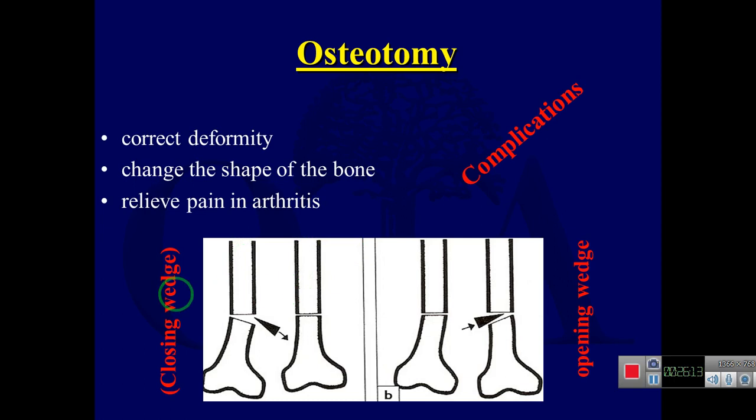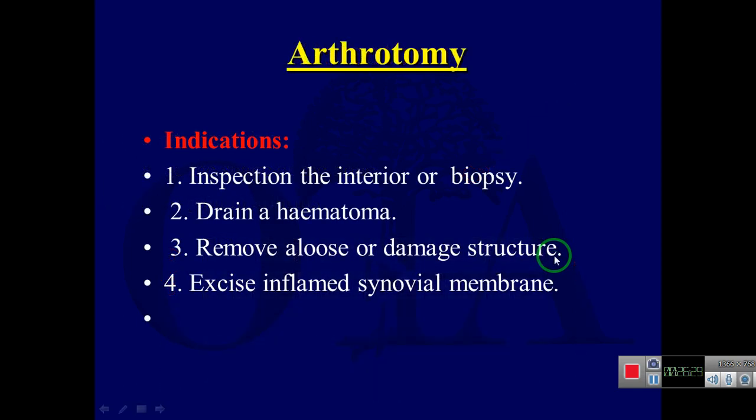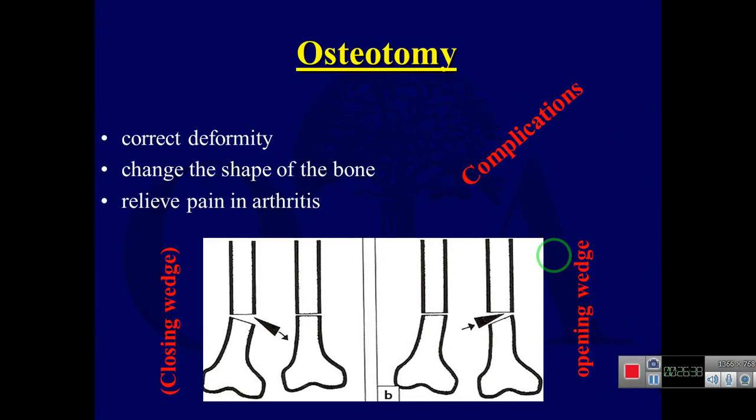And lastly, the method of correction, and it's either wedge removal, which is mean close wedging, like this, or wedge insertion, like opening wedging. And method of fixation, either plaster, splint, or internal fixation or external fixation. طبعا the osteotomy has many complications.